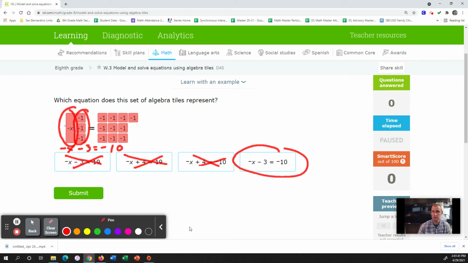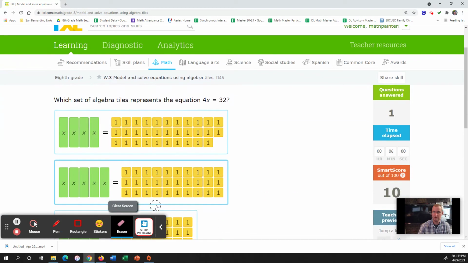So again, we're just matching the tiles to the equation. We have a negative x, perfect, negative x. There's negative 3 on the left side, 1, 2, 3, that's negative. And on the right side, negative 10 with all the negative ones added up together. All right, so I'm going to select the last one, be on our way, and get some points right here.